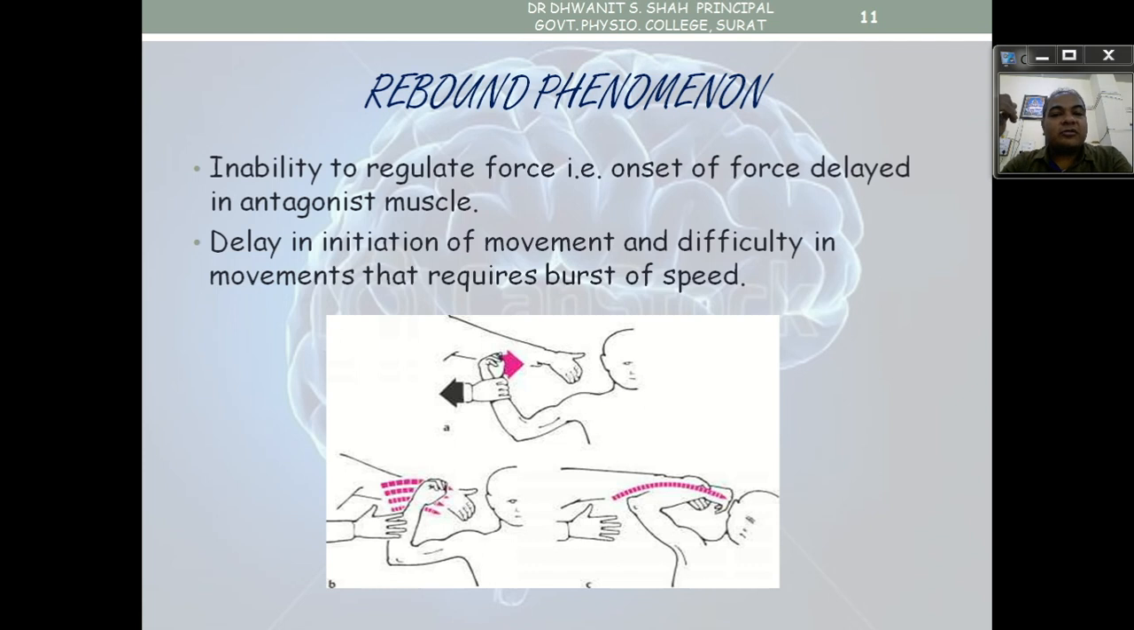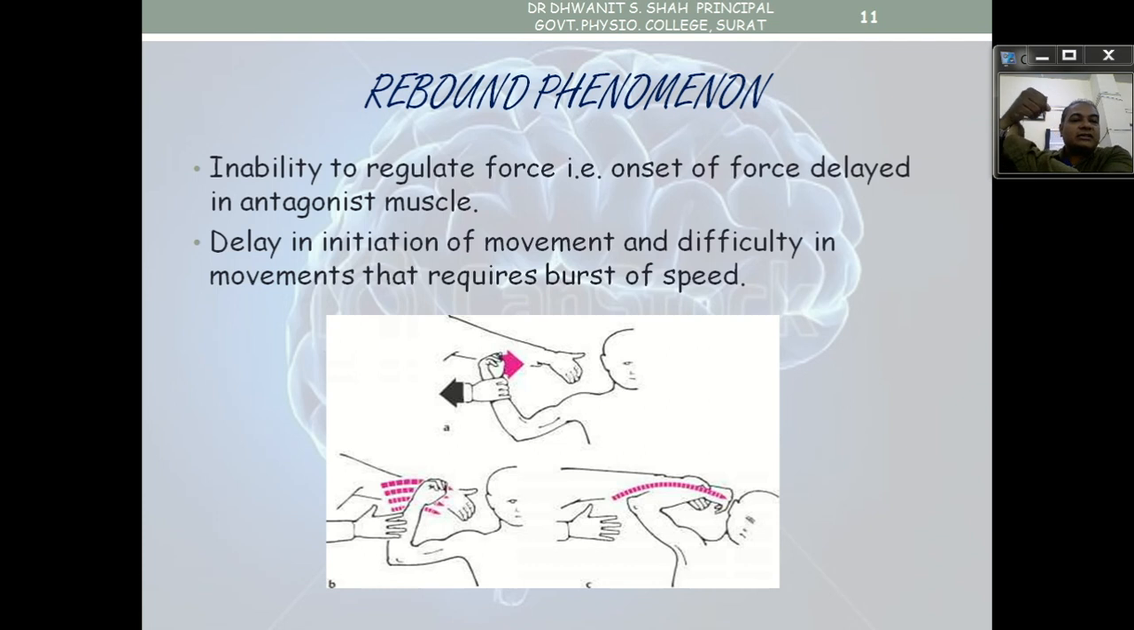There is an inability to regulate the force, the onset of force in the antagonist muscles is delayed, there is delay in initiation of the movement, and difficulty in movements that require a burst of speed. Initially, when you tell the person to bend, there will be difficulty initiating the movement. Once the movement has started and you give resistance, when the resistance is removed, the antagonist must contract and prevent the overshooting movement of the agonist. That is absent or delayed here. They are not able to contract immediately to prevent the agonist muscle action.